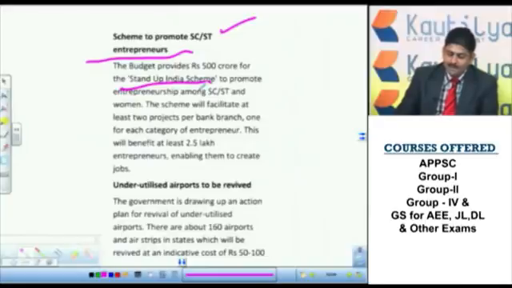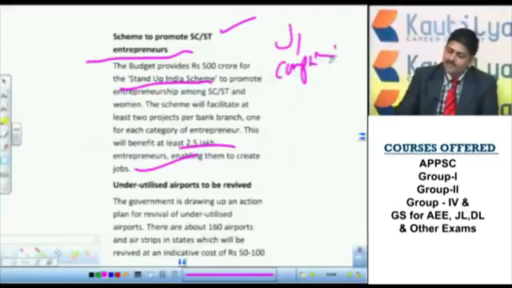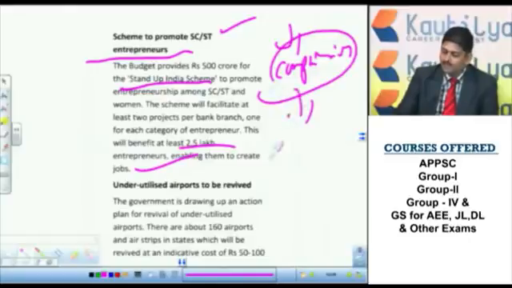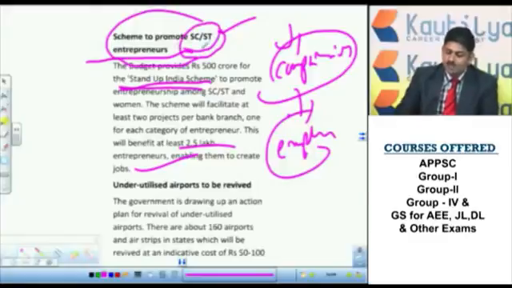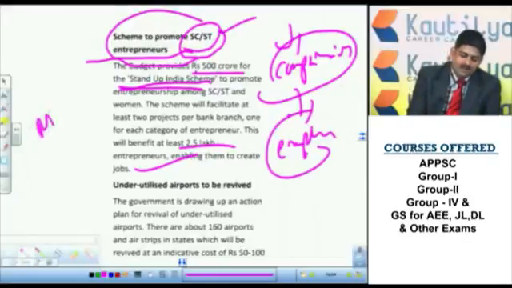So under this scheme, 2.5 lakh entrepreneurs will be enabled to create jobs. That means if new companies come with new ideas, these new companies will create employment. For this one, the SC/ST community particularly will get the loans. The budget allocation for this one is rupees 500 crore.